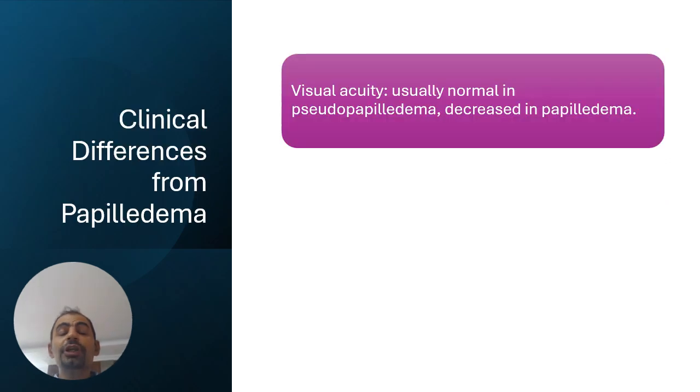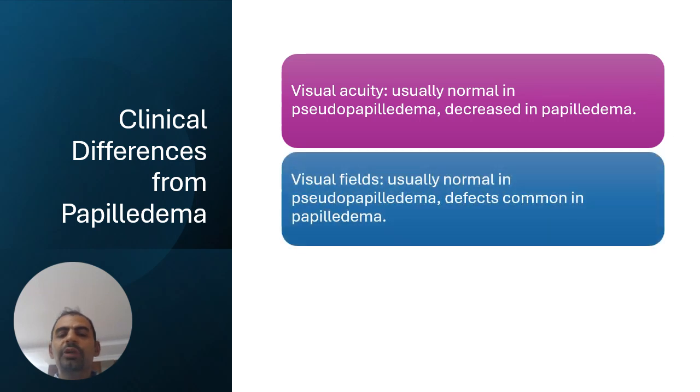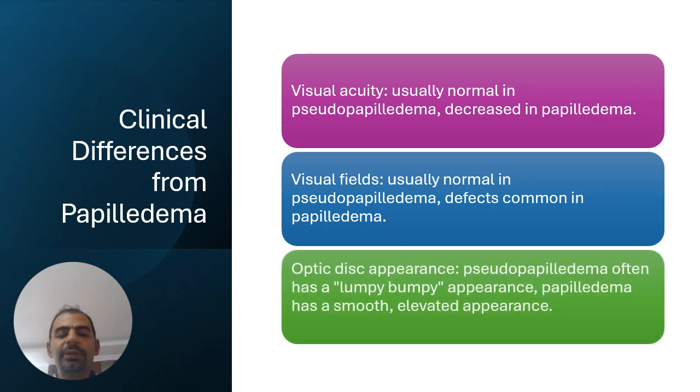So the differentiation between the pseudopapilledema and the true papilledema is primarily the job of the ophthalmologist. The main clues will include the visual acuity, which is usually normal in pseudopapilledema but decreased in papilledema. The visual field, which is usually normal in pseudopapilledema, defects are more common with papilledema, and the optic disc appearance. The pseudopapilledema will have a lumpy, bumpy disc appearance, while the papilledema has a smooth, elevated appearance. So in pseudopapilledema, it's a bit irregular, and we'll see that in the next few slides.